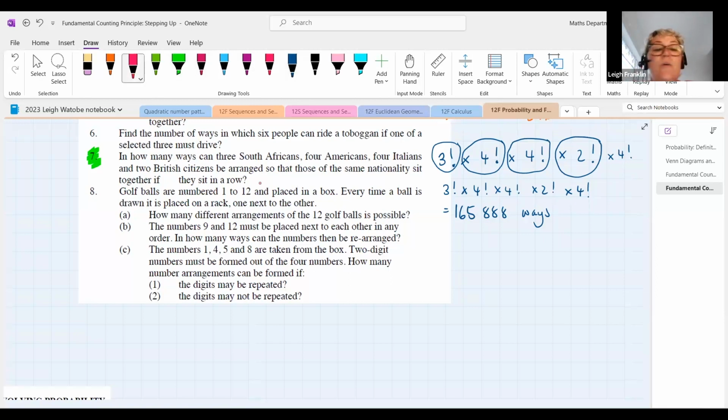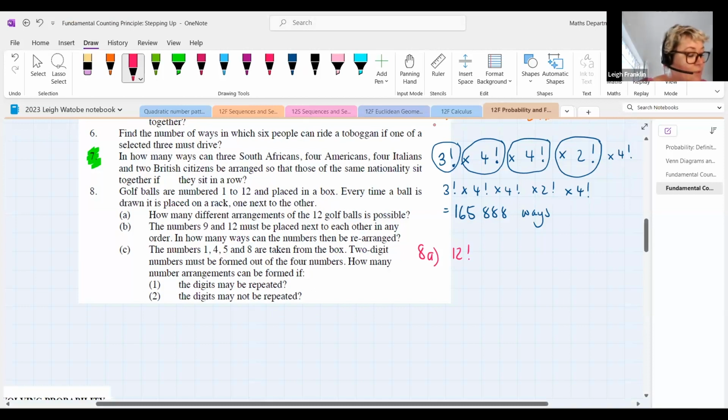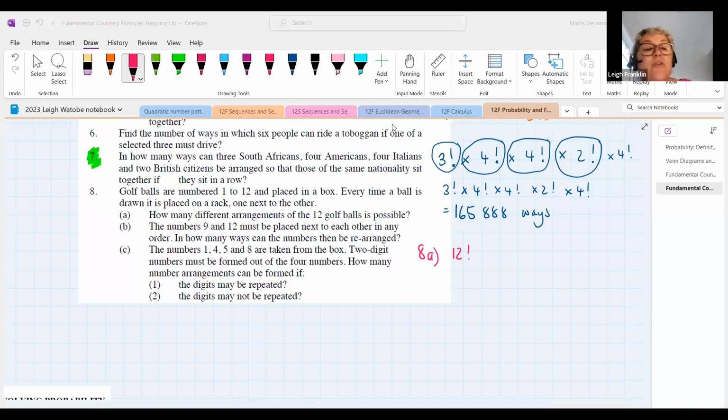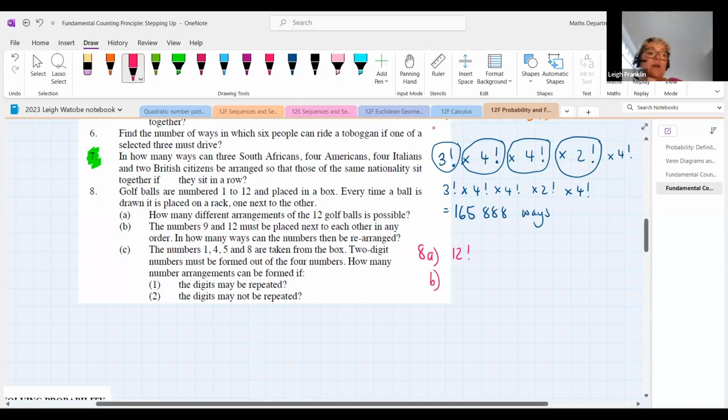So what do we think? How many different ways can the 12 golf balls be arranged on the shelf? Remember, we're not saying anything about even numbers needing to be together or prime numbers or odd numbers needing to be together. We're just arranging. Well done. So in 12 factorial ways. Wow, that is a huge number, isn't it? I think we'll just leave it as 12 factorial and not write that out. Good job, everybody. Now let's have a look at question B.